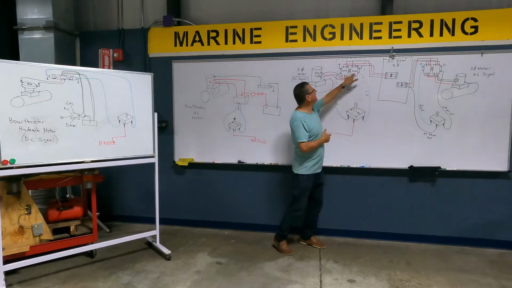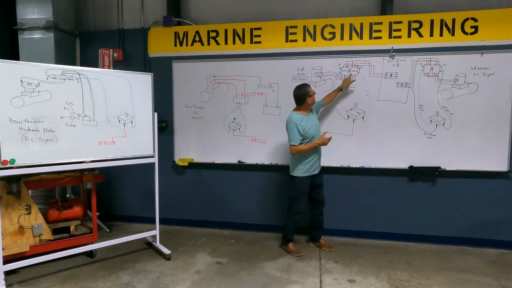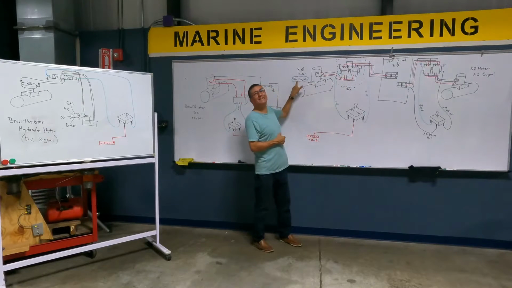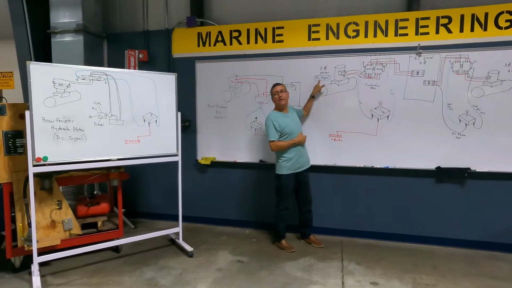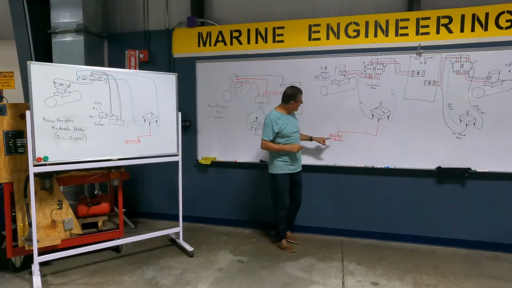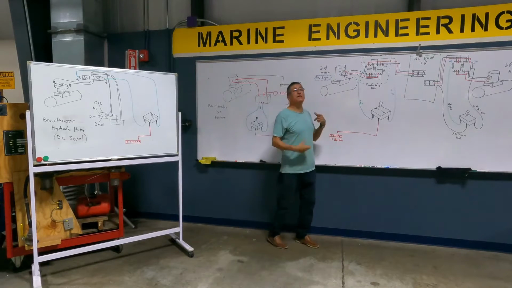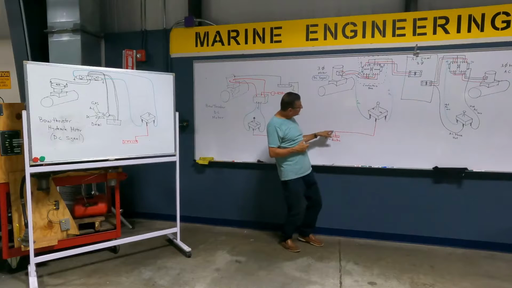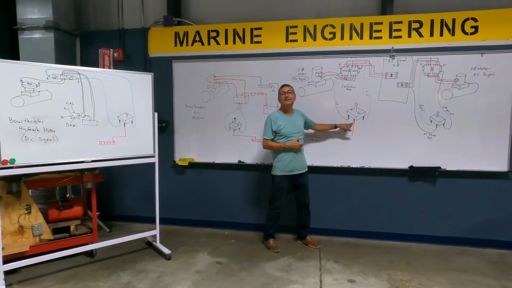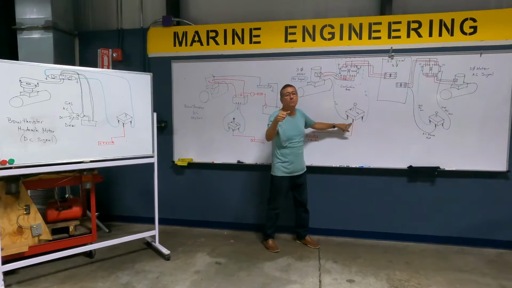How I activate this or this is simple. This and this are with a DC signal. The signal for that contactor is DC. I need a positive bus bar and I need a negative bus bar. Okay, from the positive bus bar, I activate my joystick or my switch or my push button.